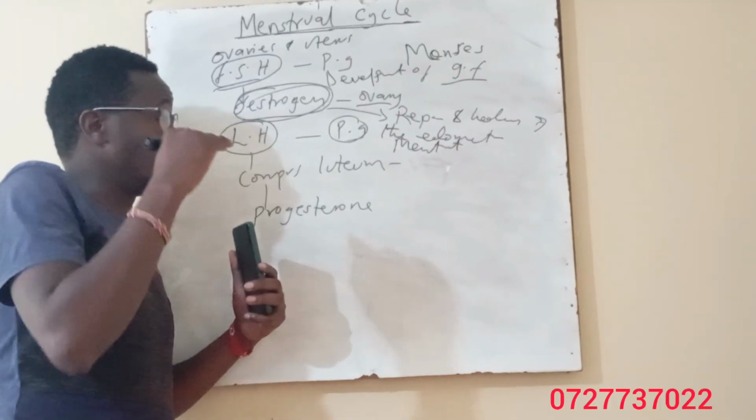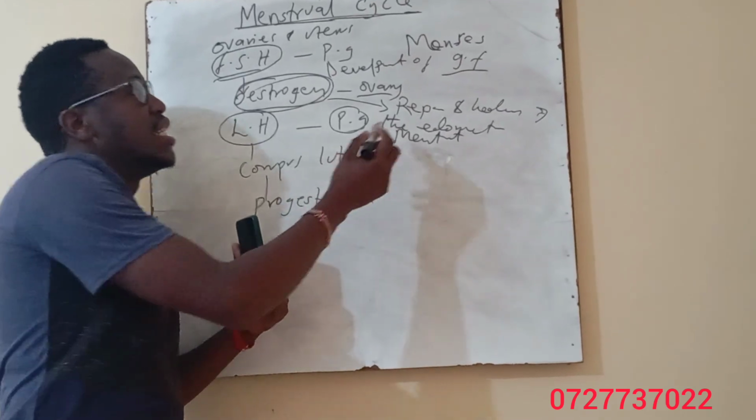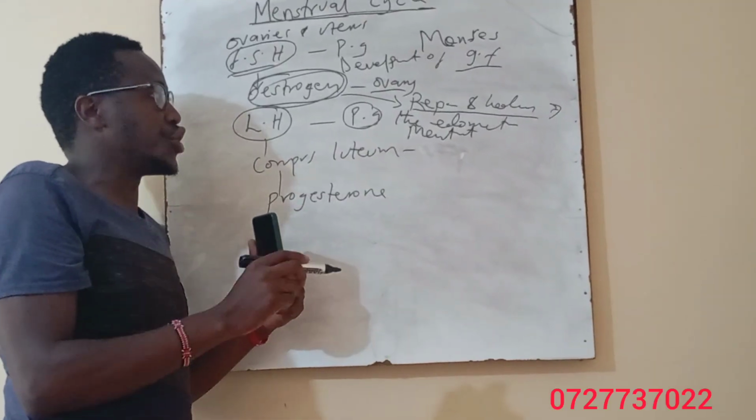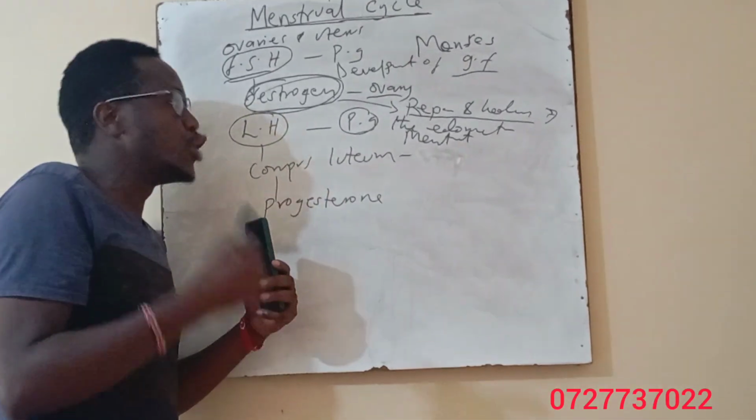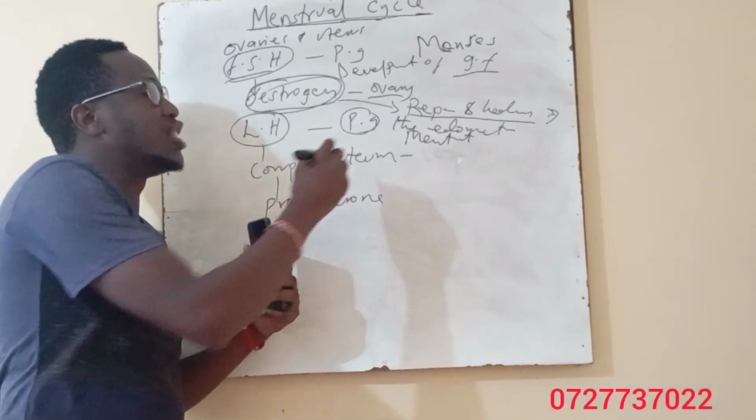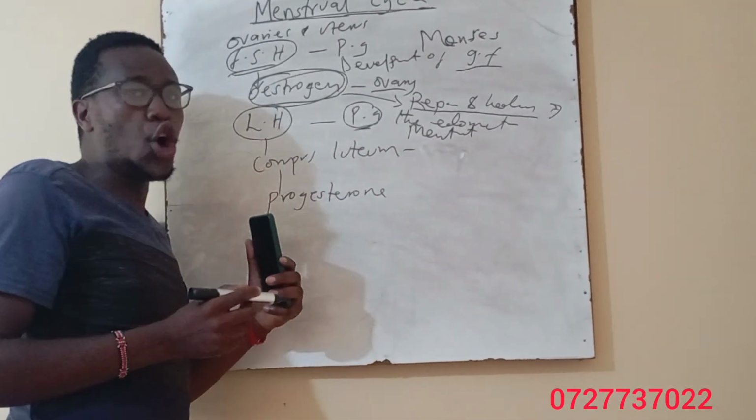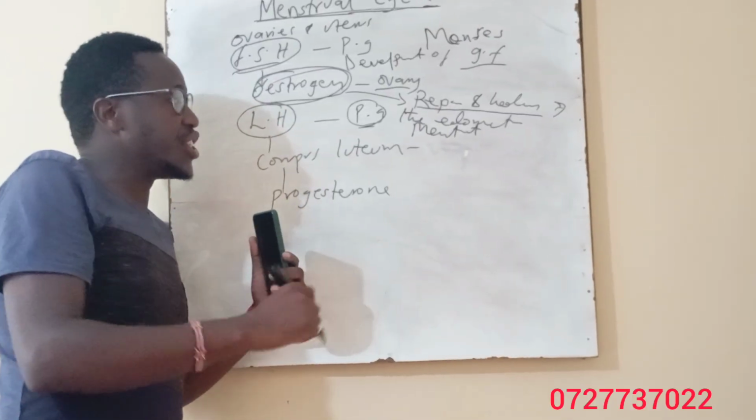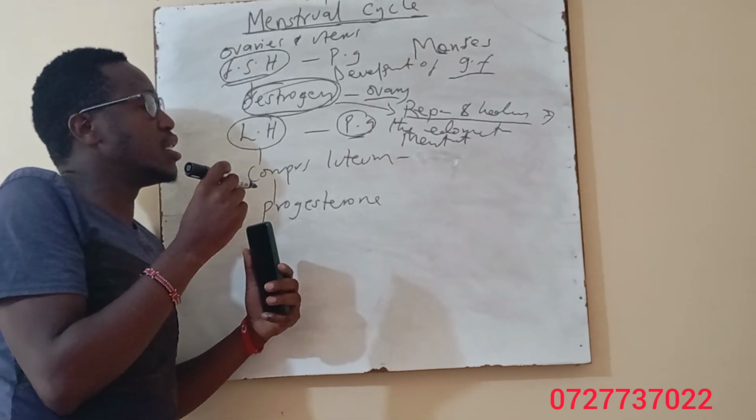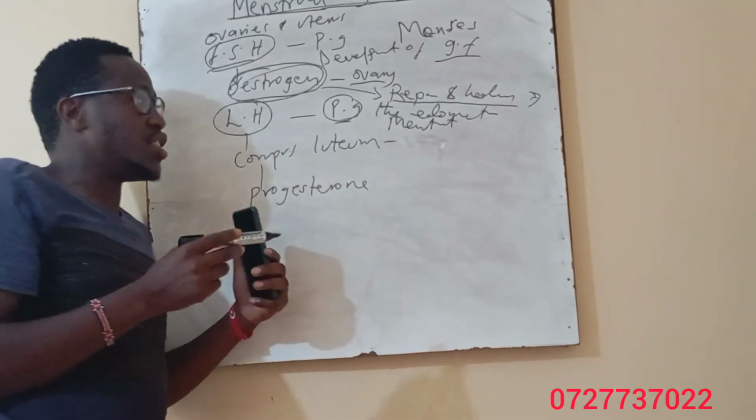We have said that estrogen has two effects, in that it brings about repair and healing of the endometrium, which has been destroyed during menstruation. Another one, it accumulates to levels which trigger the pituitary gland to release another hormone known as the luteinizing hormone.